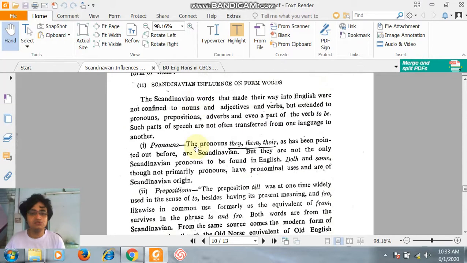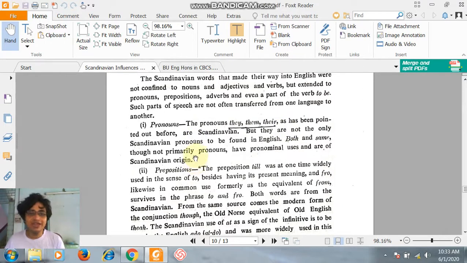Now let us discuss the Scandinavian influence on the various form words, various verbs and pronouns and prepositions, because I have already said that Scandinavian influence on the English grammar and vocabulary and syntax is to a great extent. And these words that made their way into English were not confined to nouns and adjectives and verbs, but extended to pronouns, prepositions, adverbs, and even a part of the verb to be. Pronouns like they, them, their, as has been already pointed out, are Scandinavian.